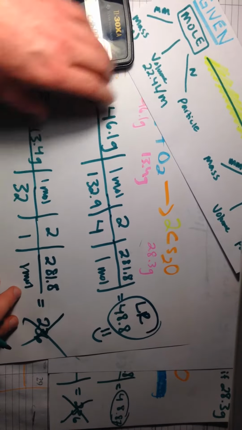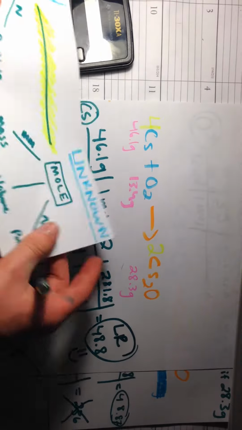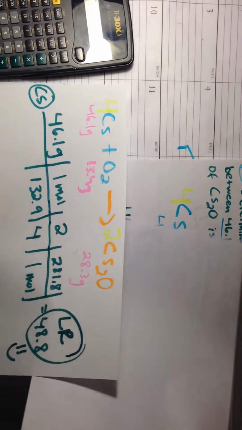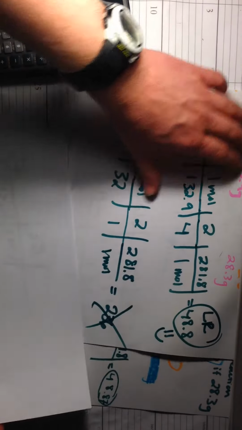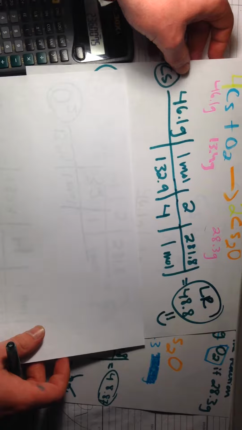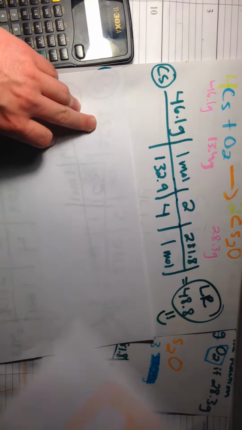Okay. Now what you want to do, take your limiting reactant. We don't need this anymore. Blank paper. We don't care about that. Let's go ahead and cover it up.